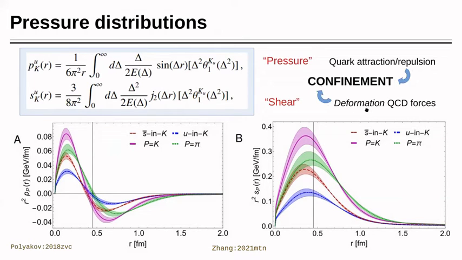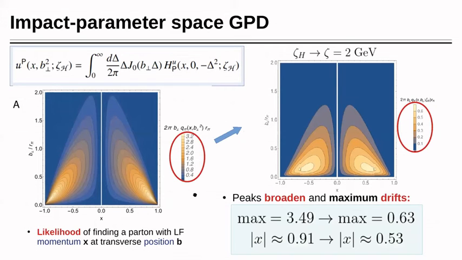This is more like an intuition we have concerning these distributions. We can also compute the impact parameter space GPDs, which is like the likelihood of finding a parton with a given x at a transverse position b. And here on the left, we have the pion at the hadron scale. After evolution, we see that the peaks broaden and the maximum drifts. So from a maximum of 3.49, we arrive at a maximum of 0.63.